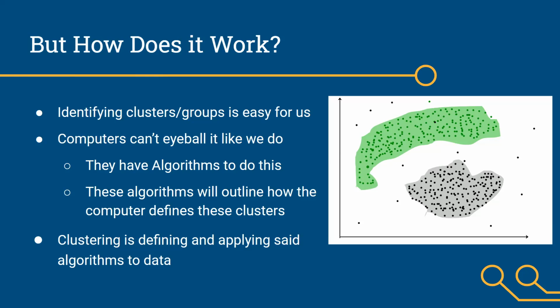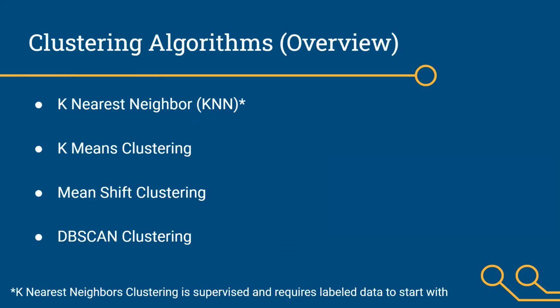So again, clustering as a whole is taking these algorithms and applying them to data. There are 4 algorithms that we're going to be covering today. And if you noticed earlier when I said that clustering was unsupervised, I had an asterisk. And this is why. Unfortunately, k-nearest neighbors clustering is not unsupervised. You do need to start with labeled training data. But for all the others, you can use unlabeled data and it will find clusters within them.